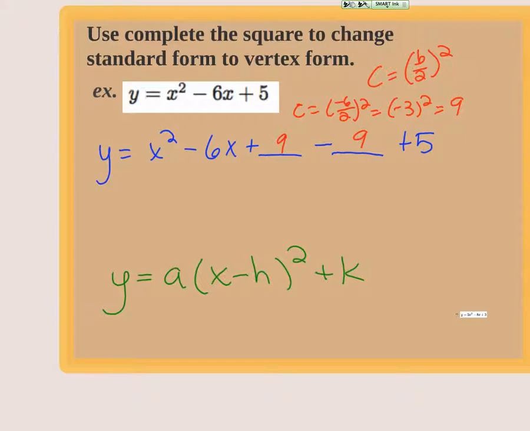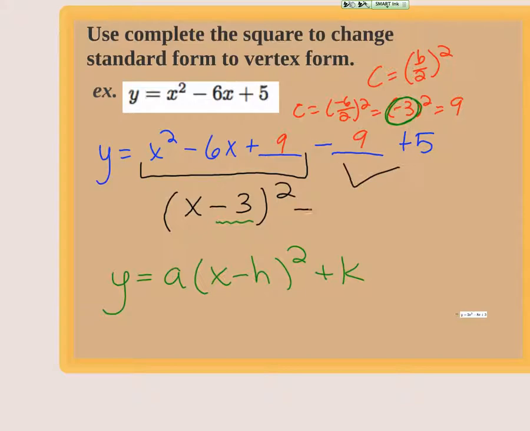Okay? So what we are going to do is we're going to take this piece, just the first 3 terms. And if you remember what we did on the left side of our equal sign, we wrote it like this, the square. We're going to do that. So it's x minus 3. So keep in mind, this number right here is always what goes in here. And then we will simplify this. Negative 9 plus 5 is minus 4. So it looks like the green equation. There's no a, it's just 1. Look at how cute that is. Pretty cute. It's just cute for graphing, that's all.